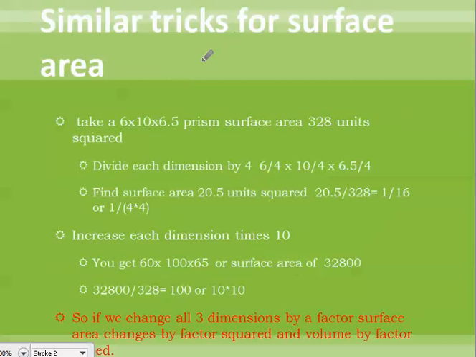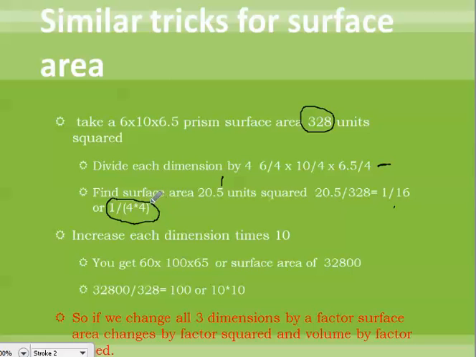Let's look at surface area. Do the same sort of thing. If we take a 6 by 10 by 10.5 prism, the surface area for that is 328. You can check me on that. You can multiply it out and see what you come up with. If I divide each one of those dimensions by 4, I've got a 6 over 4 by 10 over 4 by 10.5 over 4. I mean, that's not hard to do, divide by 4. If I find the surface area of this new prism right here, I'm going to get 20.5 units. That 20.5 divided by the original 328, I get 1 over 16, or 1 over 4 times 4.